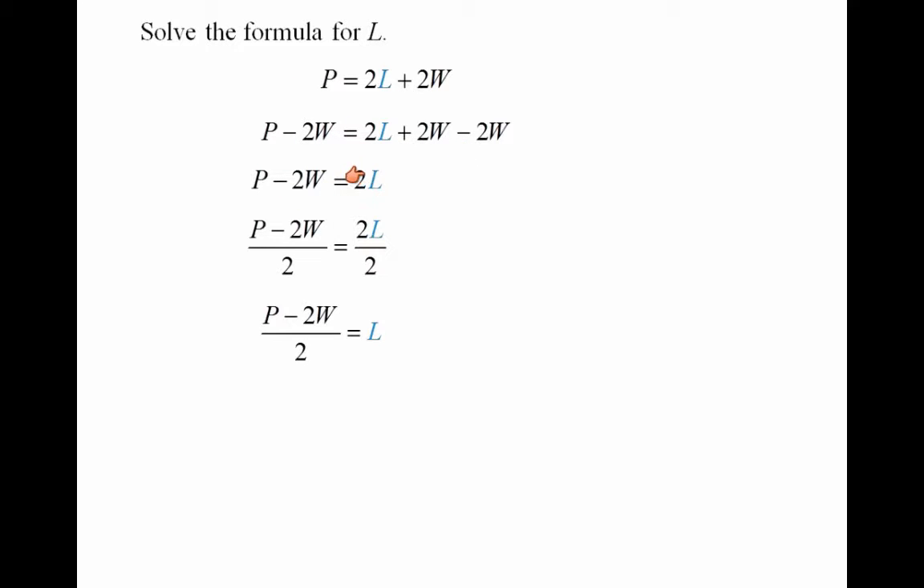Then I need to eliminate this 2. That's the coefficient of L. If I divide both sides of the equation here by 2, there I have it. I solved this formula for L. L would be P minus 2W over 2.